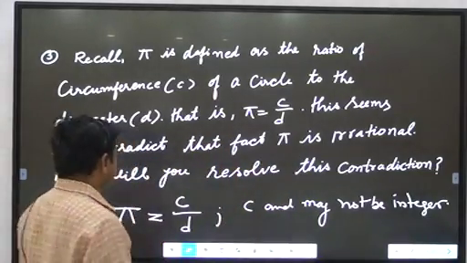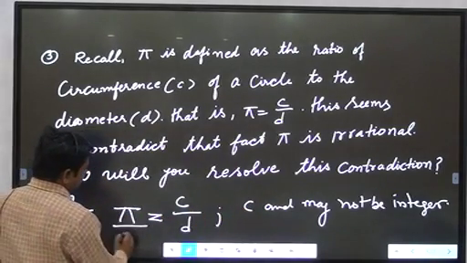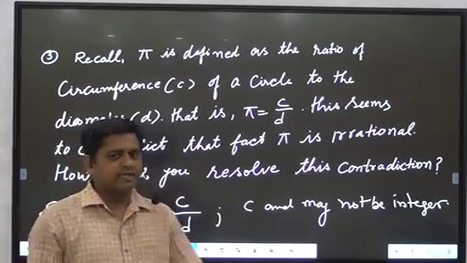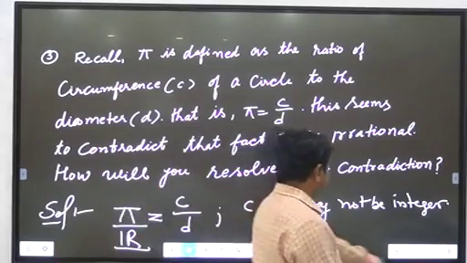So the result is that there is no contradiction in this question. Pi is definitely not a rational number because c and d are not integers. Okay, it should be clear in mind also.